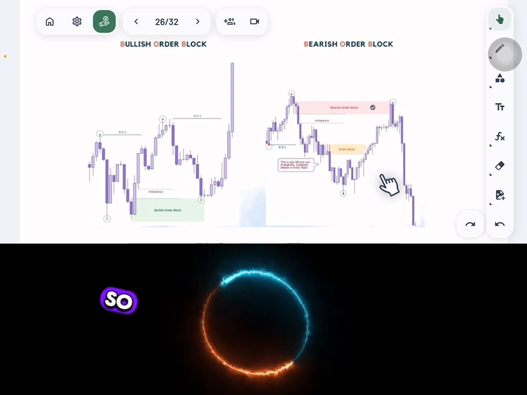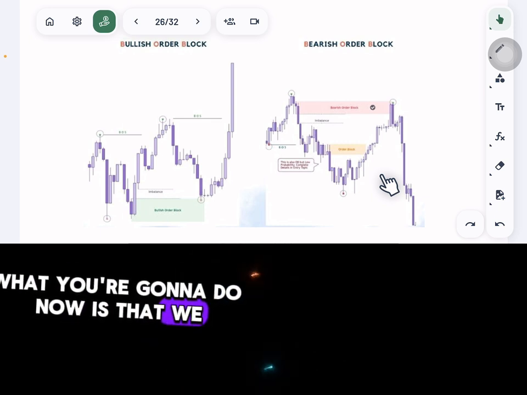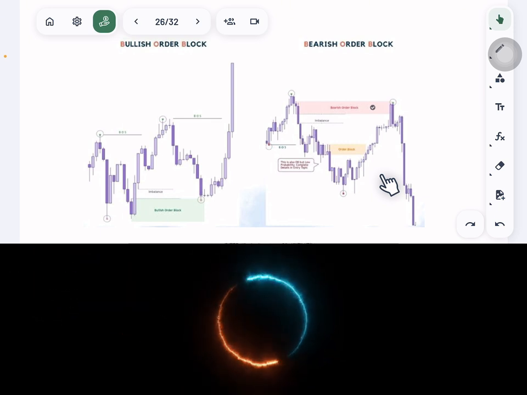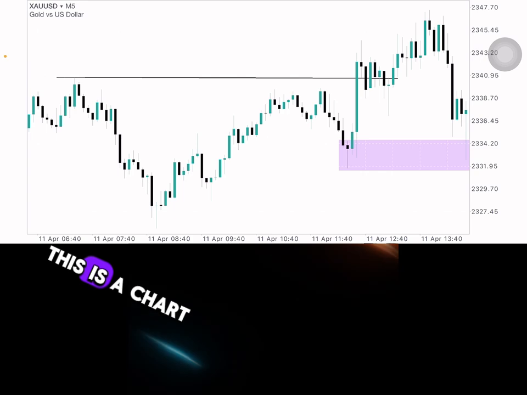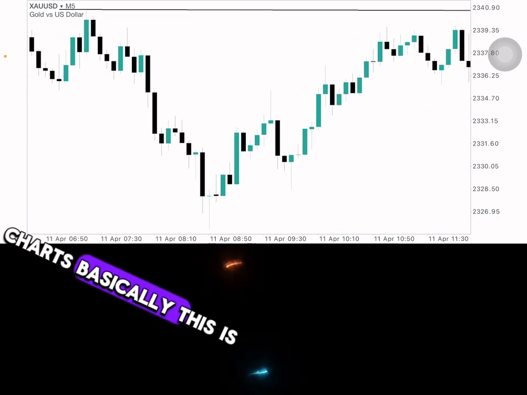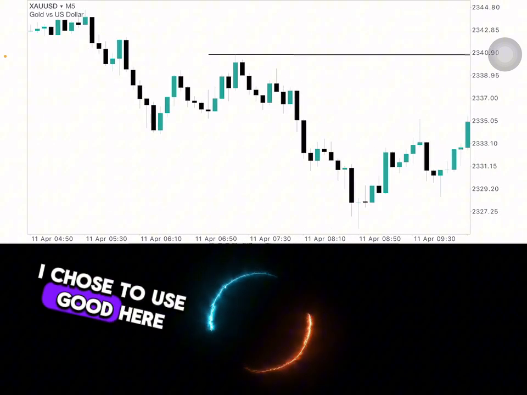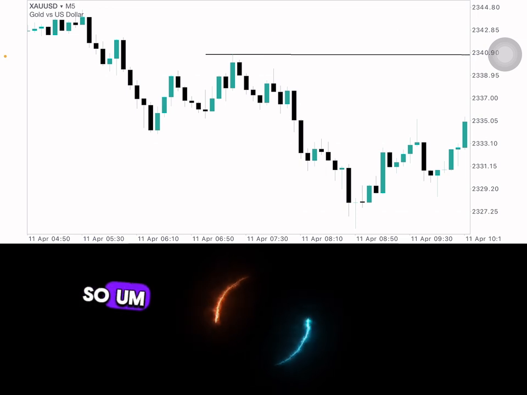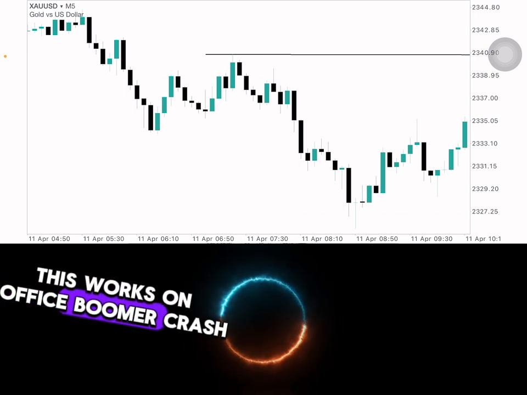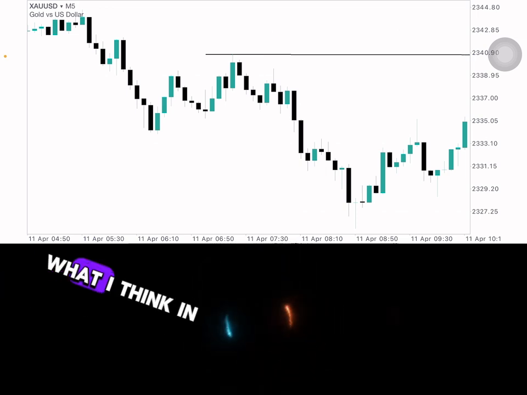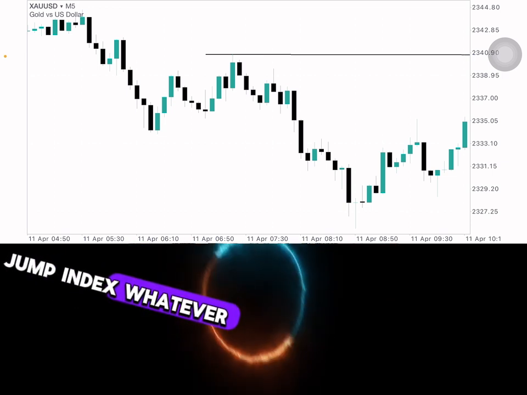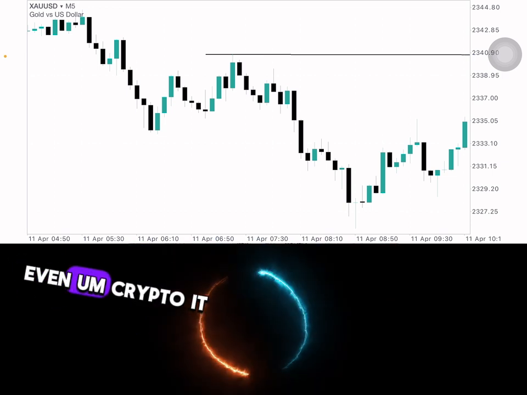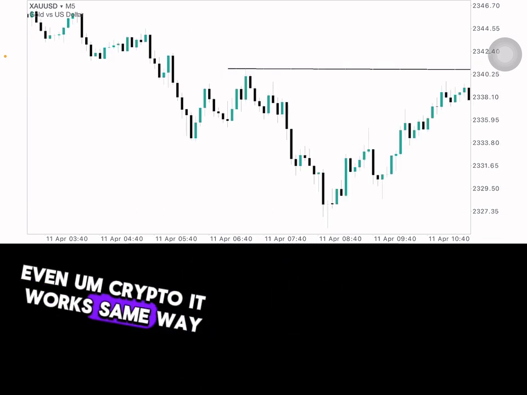All right. So now we are going to go to the chart. Let me show you what it looks like on the charts. So this is the chart here. Basically, this is gold. I chose to use gold here. This works on all pairs: Boom and Crash, volatility indices, Step Index, Jump Index, whatever you are trading, even crypto. It works the same way.